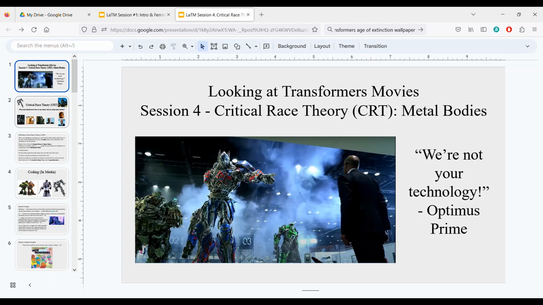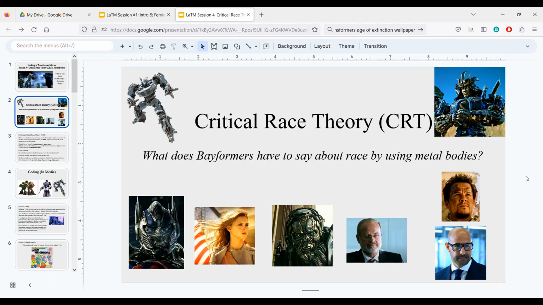Yeah, I think we're just going to jump right into it. Essentially, we're going to be defining two different areas of critical race theory and how we can use it to look at these movies, how we can look at some of the previous movies, and also how we can look at the current film, Transformers 4, Age of Extinction. One of our main questions today is what does Bayformers have to say about race by using metal bodies? By not really using human bodies, using fictional bodies.